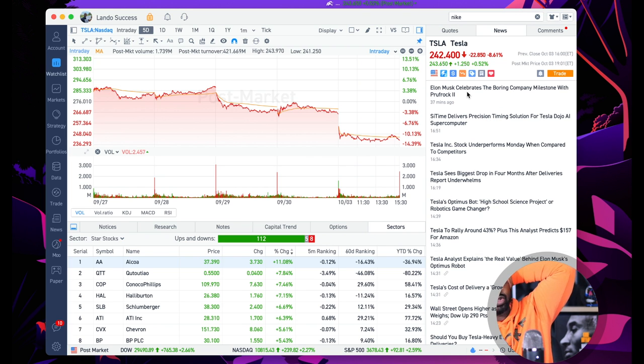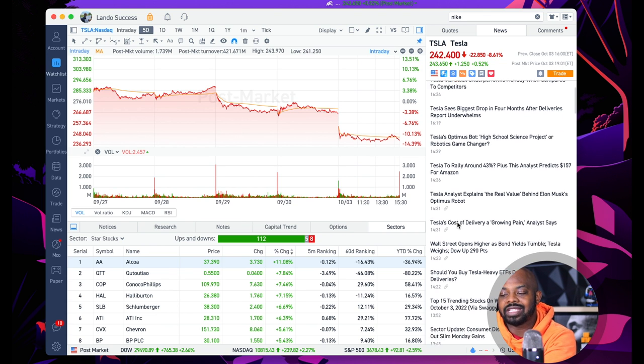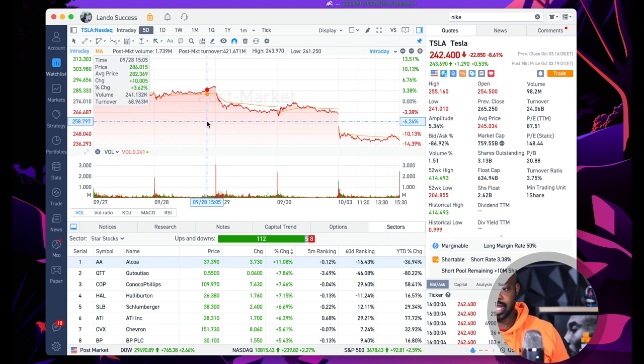And the main reason it's dropping right now is because they had their projections of how many cars it was going to deliver. And it was like 270,000 that they had expected. And they ended up delivering 340,000. So it wasn't no crazy big miss. But since it's Tesla and they missed their numbers, you know, everybody is acting crazy about it.